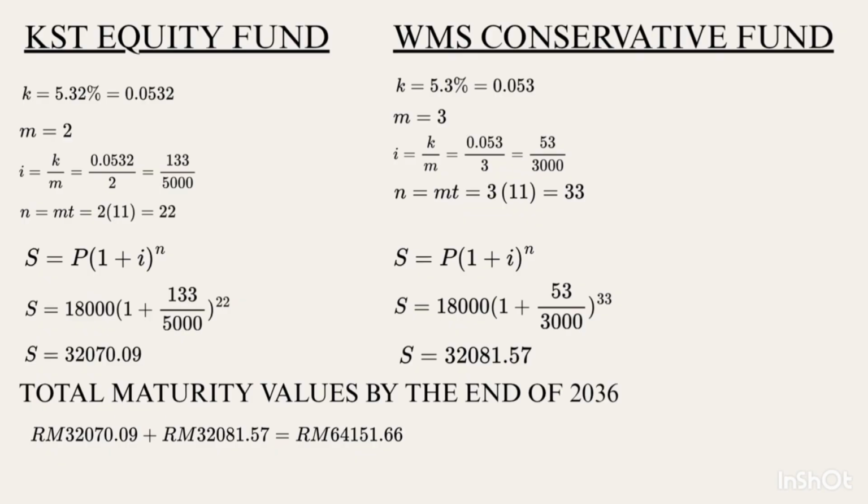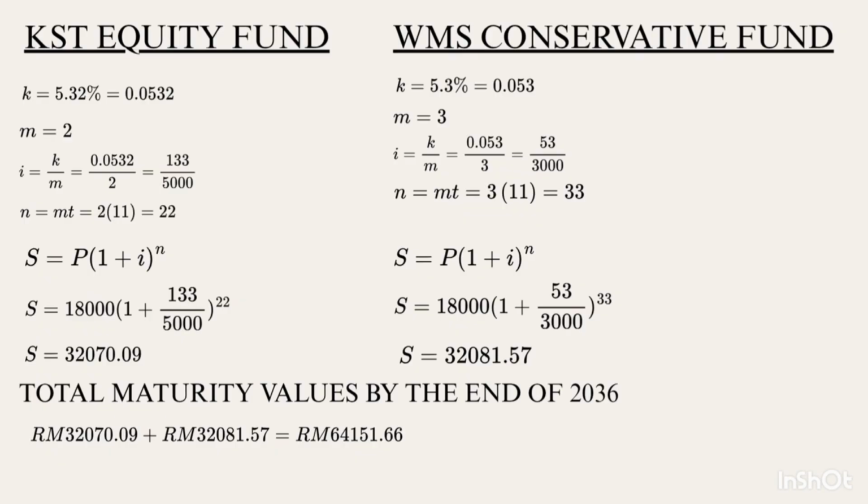While for the WMS conservative fund, the K is 5.3%, which is 0.053. M is 3. Then the N is 3 multiplied by 11, equal to 33. Put it in the equation. S equal to 18,000 (1 plus 53 over 3,000) to the power of 33. We will get 32,001.57 ringgit.